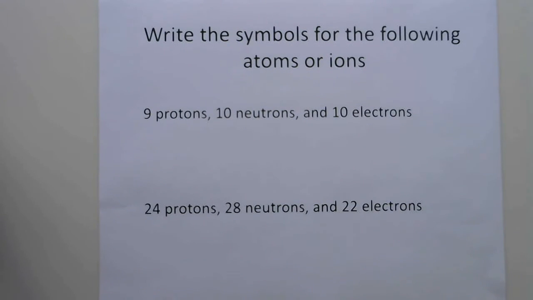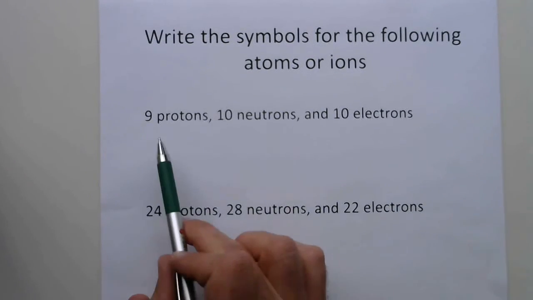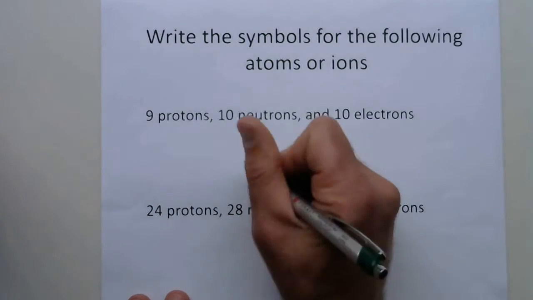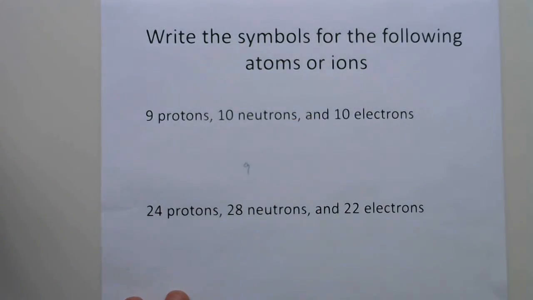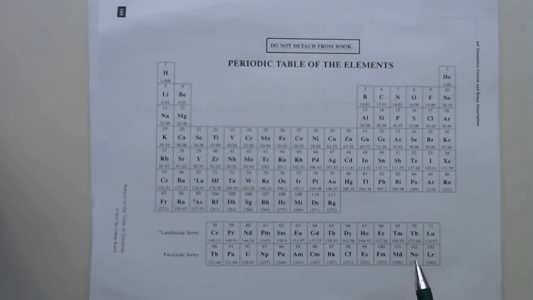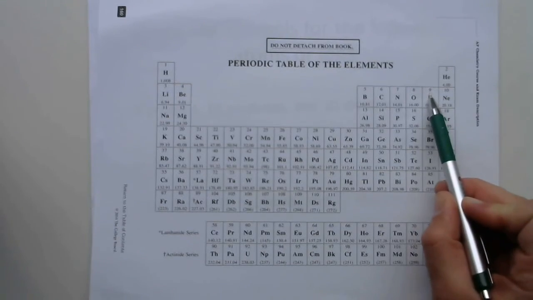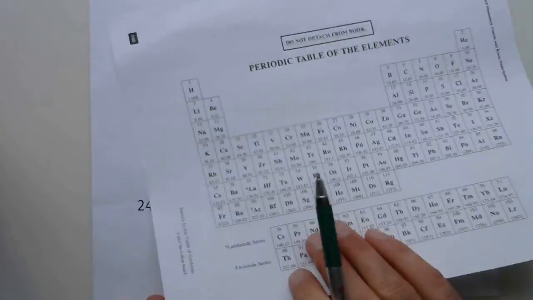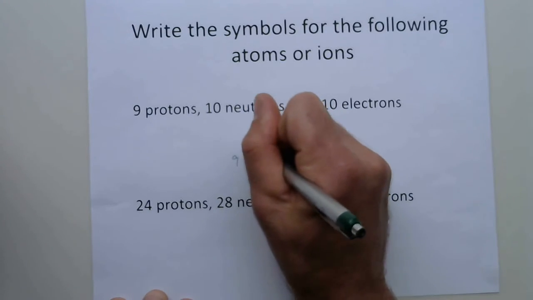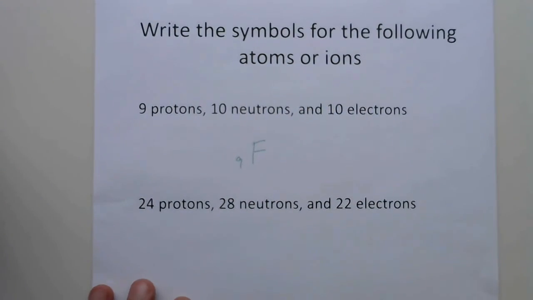Working backwards for a couple examples here. This one is writing the symbol for something that has 9 protons, 10 neutrons, and 10 electrons. So look at the protons first. We have 9 protons. That means we have an atomic number of 9. So look at your periodic table. Find the element with an atomic number of 9, which happens to be fluorine. And that tells us that the identity of this element is fluorine. So we draw the capital F.